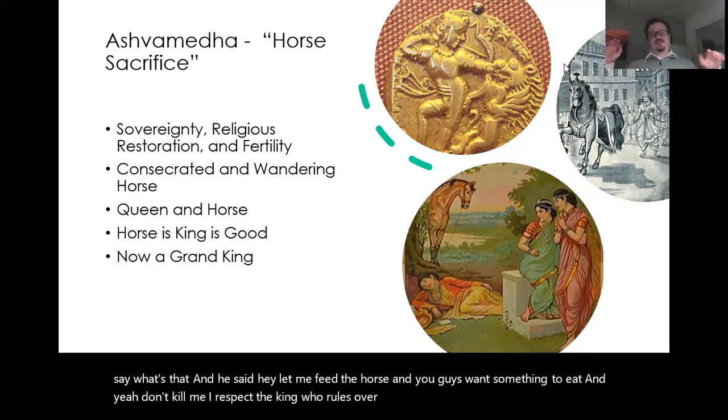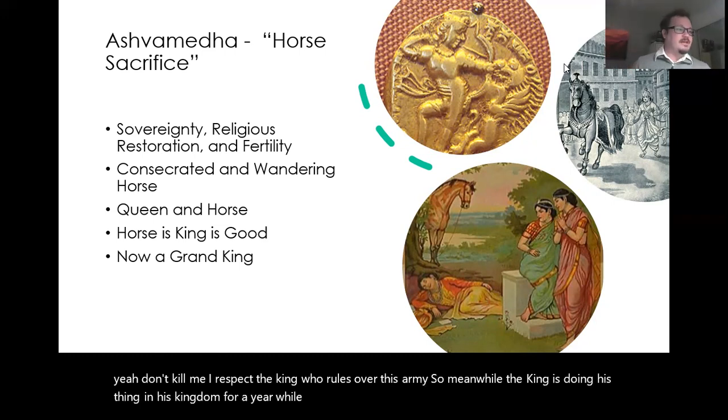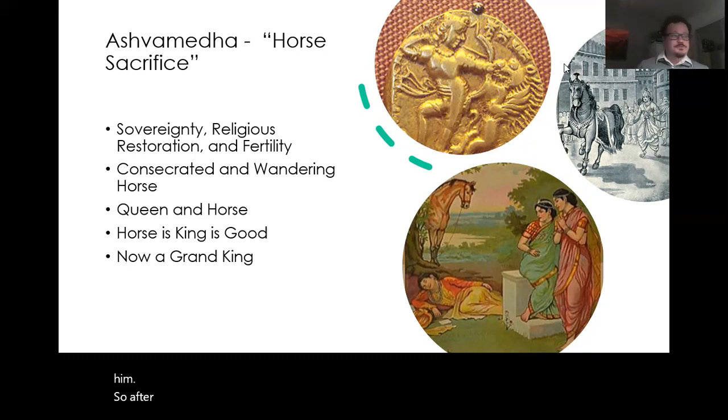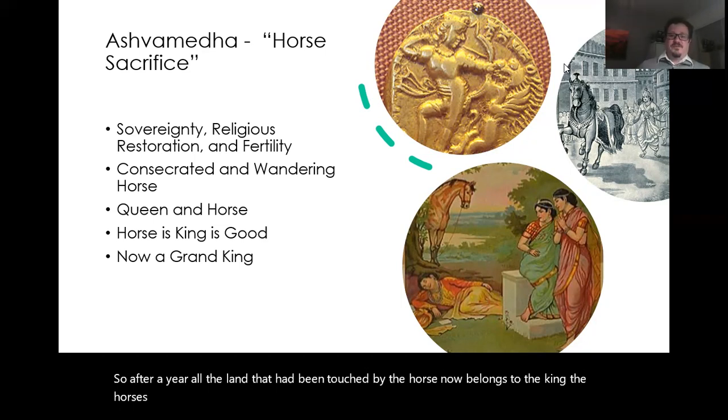So meanwhile, the king is doing his thing in his kingdom for a year while this horse wanders around and claims land for him. After a year, all the land that had been touched by the horse now belongs to the king. The horse is a sort of stand-in for the king.